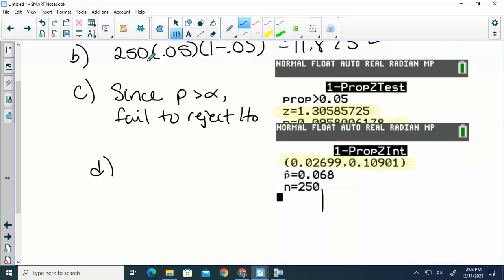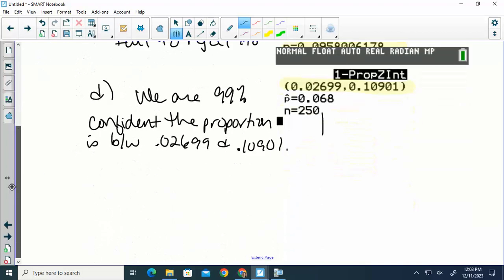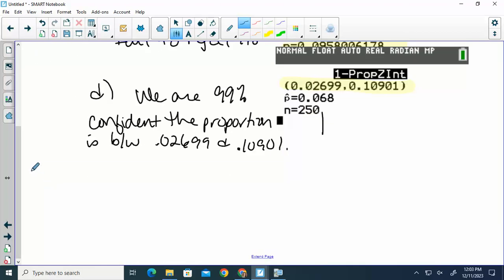And it asks us to interpret. So that means we are 99% confident the proportion is between these numbers. What was our null hypothesis? 0.05.